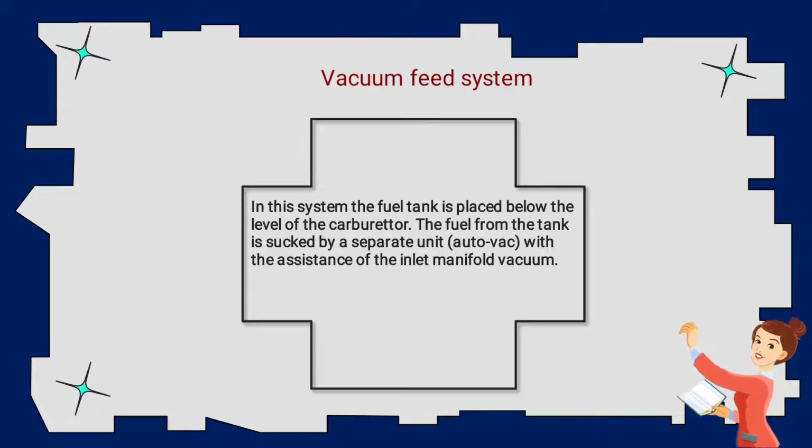Vacuum feed system. In this system, the fuel tank is placed below the level of the carburetor. The fuel from the tank is sucked by a separate unit with the assistance of the inlet manifold vacuum.